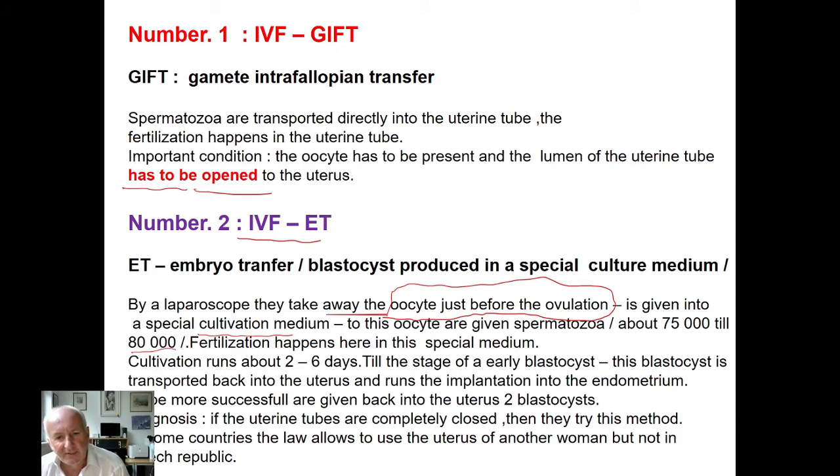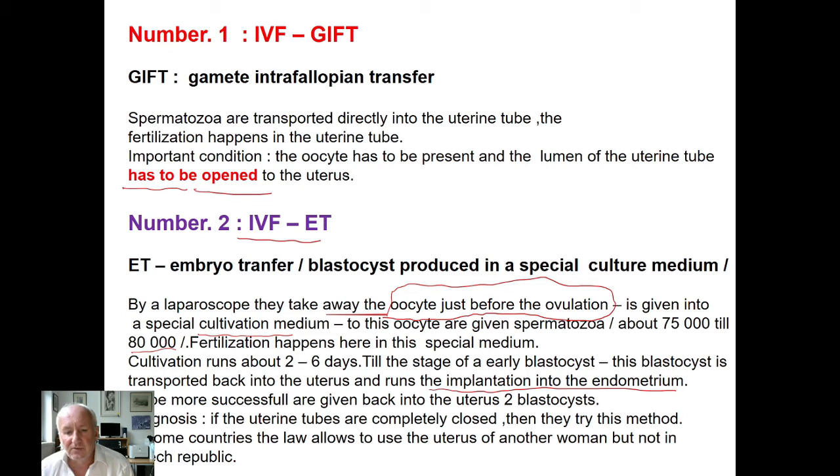Fertilization happens here in this special medium. They are watching it, they are controlling it each day, and they wait. Now the cultivation runs 2 to 6 days. That means what I said, on the 6th day, a later blastocyst, without zona pellucida, is available. At this stage, they take out this blastocyst and transfer it back into the uterus to the epithelium of the endometrium, and implantation of this blastocyst into the endometrium will now take place.